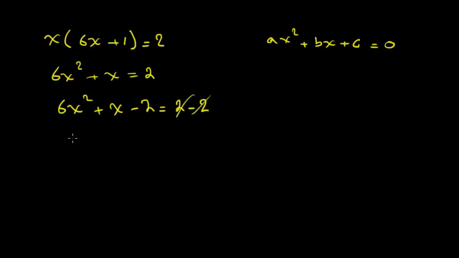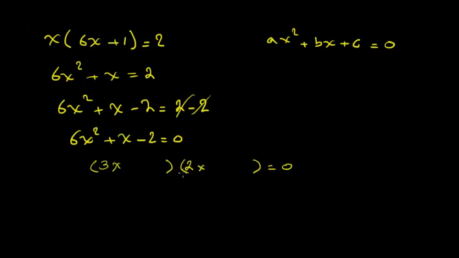These two cancel out. Then we'll have 6x squared plus x minus 2 equals 0. Now it's time for factorization, right? So what two factors multiplied together give us this equation? The numbers must be, let me put the parentheses first. We have numbers that when multiplied together give us 6x squared. It must be 3x and 2x.